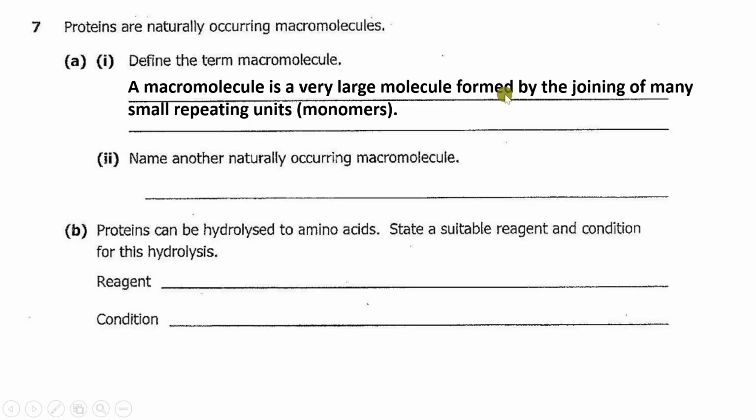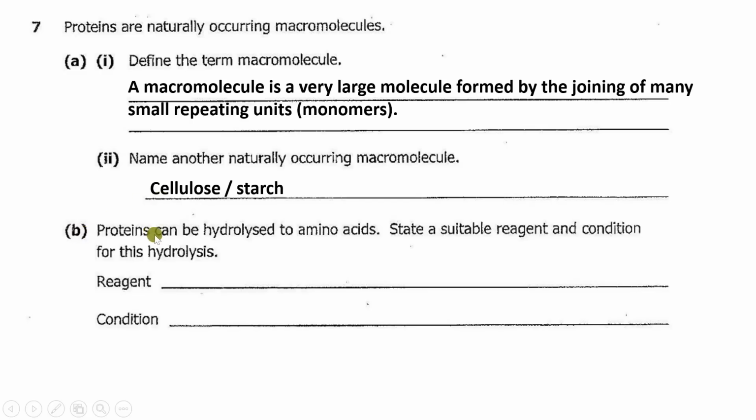Now, you say formed by joining of many small repeating units. They can be repeating units or not. Then, two, name another naturally occurring macromolecule. Another naturally occurring macromolecule can be cellulose or starch. So protein, starch, or cellulose are examples of natural macromolecules.